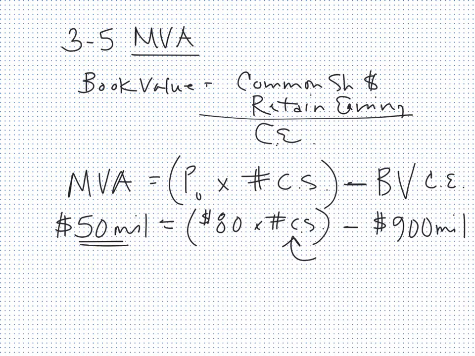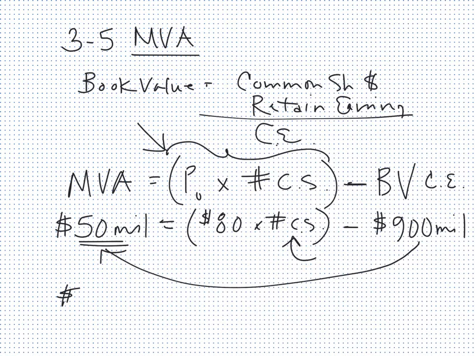We have market value added of 50 million, and I'm trying to figure out, well, actually, I'm trying to figure out the number of common shares, I'm sorry, because I have the book value of common equity. So I can just bring this 900 million over to here, can't I? Because that's a negative. I can bring it over on the other side of the equation and add it to what is on this side of the equation and make it a positive.